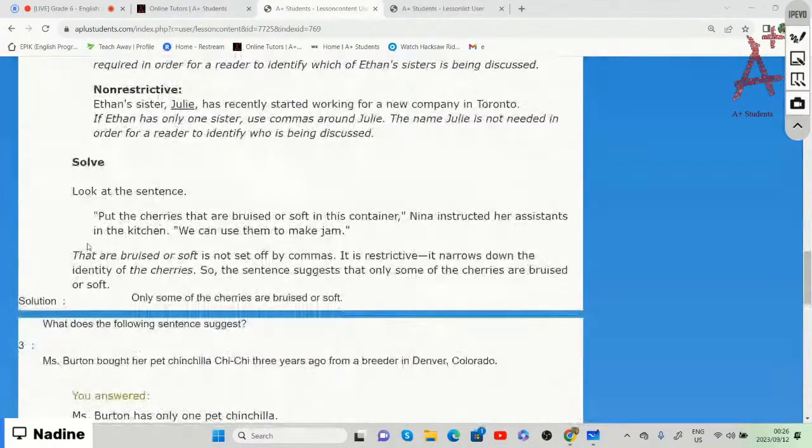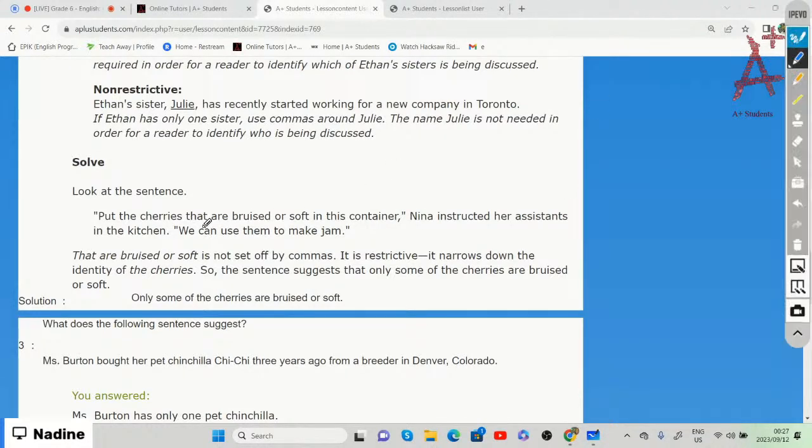So if we look specifically at that sentence again, that are bruised or soft, it is not set off by any commas, which means that this is a restrictive element.